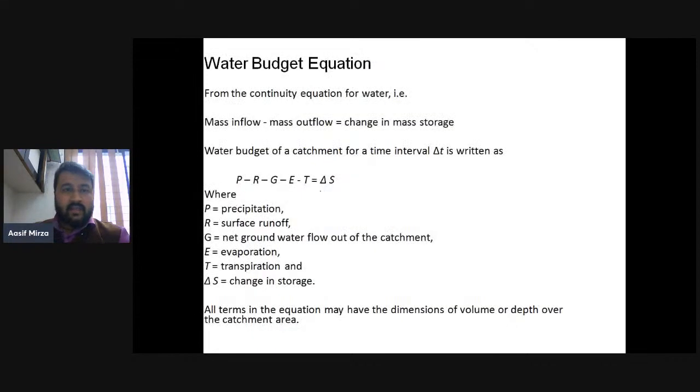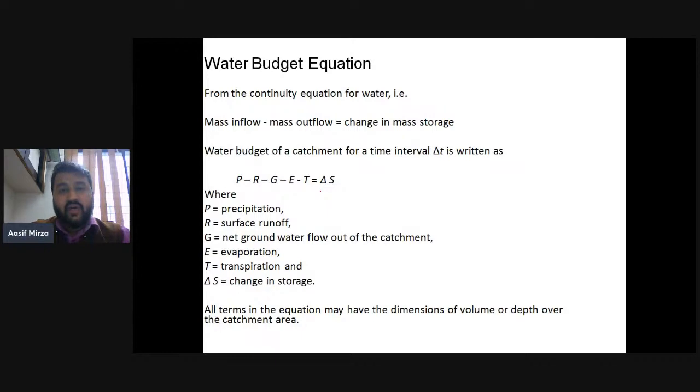Now, what is the equation of the water budget? From the continuity equation for water, which we have learned in the fluid mechanics subject, the mass inflow minus mass outflow is equal to the change in mass storage. On the basis of the principle of conservation of mass, this continuity equation has been formed, and from it we calculate the water budget equation.